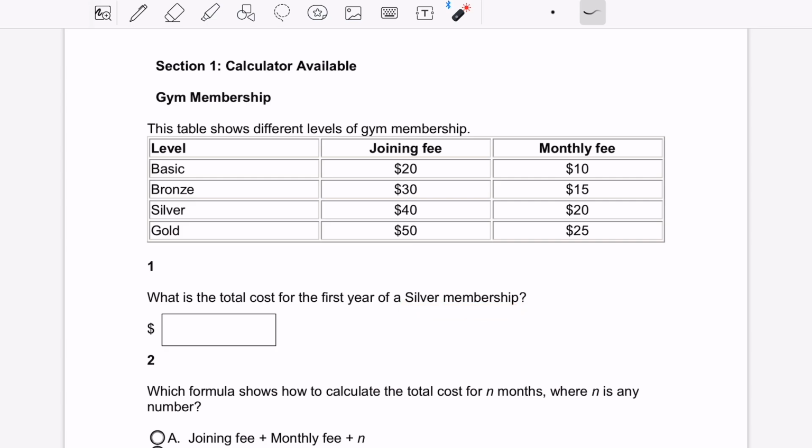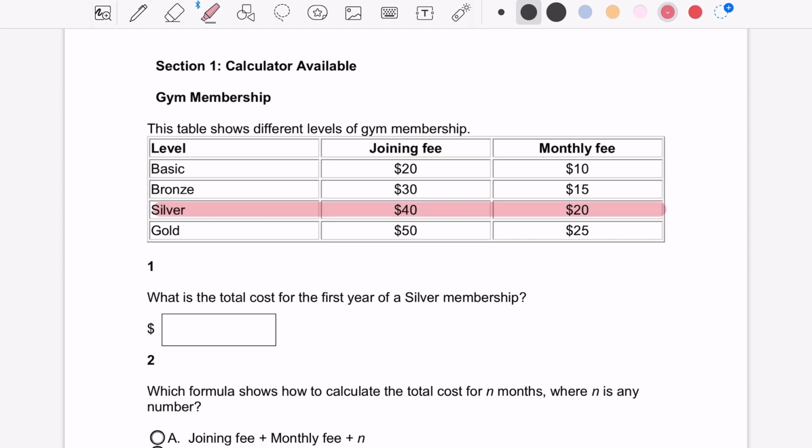membership? So I'm going to go to my silver level, which is here. So it's going to be a joining fee and then a monthly fee. I'm going to highlight that one. Silver, joining fee, and monthly fee. It also asked me for the first year, whereas my monthly fee is obviously not yearly, it's monthly. So there's 12 months a year, so it's going to be 12 times this. So I'm going to do 12 times the $20 from here to get a year.